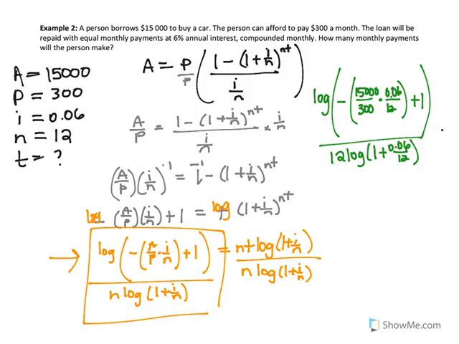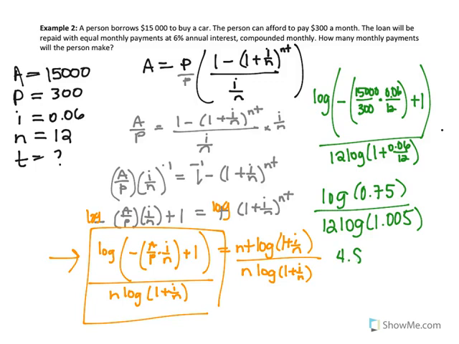You should get 0.75 divided by 12 log of 1.005, and you should get from this 4.806 and so on, and that's years.